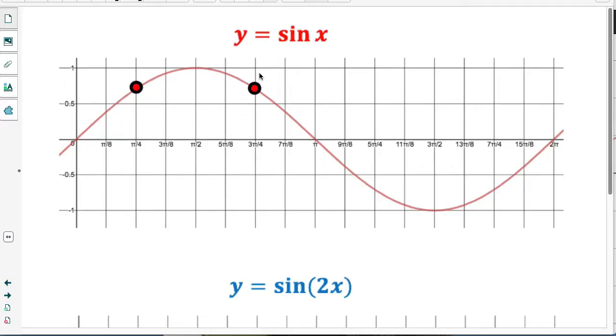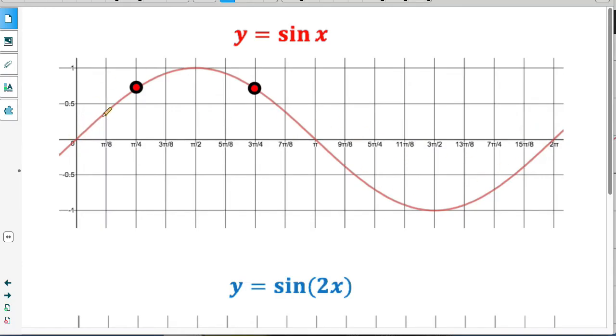So let's start by going through this investigation where we're going to use the graphs of y equals sine x and y equals sine of 2x to answer some questions that will hopefully by the end of it give you a good understanding of how you're going to solve double angle trig equations. So this graph right here, y equals sine x, you should be very familiar with this graph.